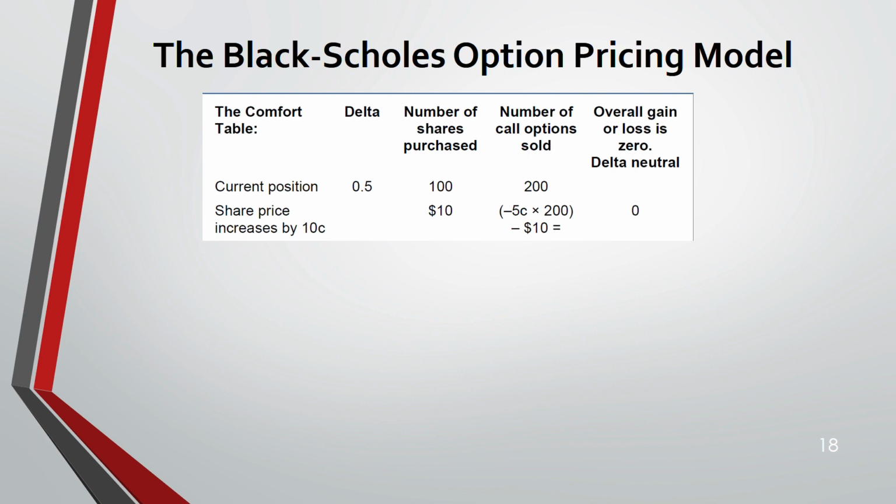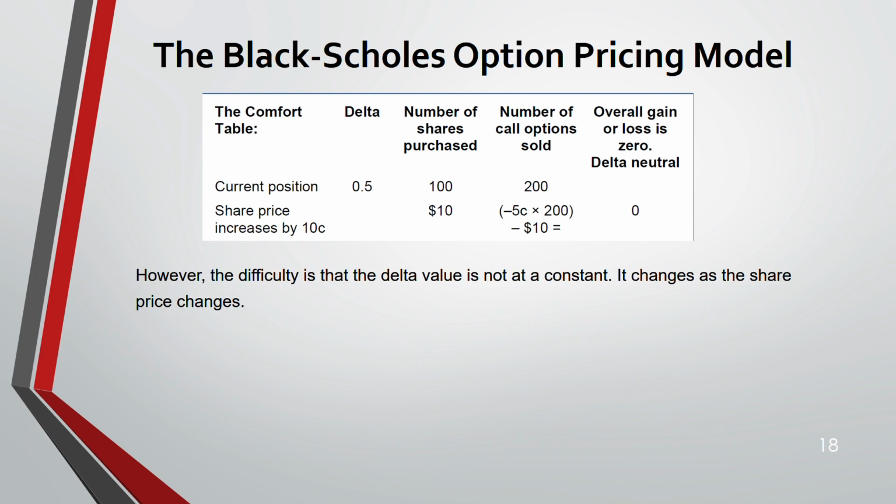10 cents. Just understand. In the share purchased, you are gaining 10 because share price increases by 10. But in the option, since you are selling that call option, you are losing $10. So you are gaining $10 in the share price, losing $10 in the option. 10 minus 10, there is no overall gain or loss. Delta is neutral. That means no gain, no loss. It is 0. That's what delta hedge does. This is what they are trying to do. They are trying to neutralize the delta, making it 0. No gain, no loss.